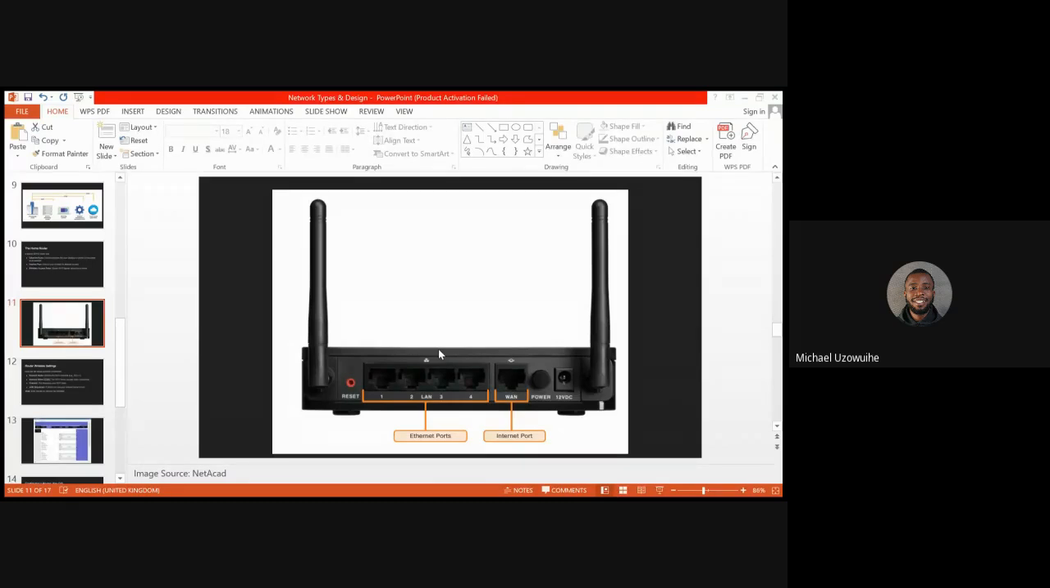Okay, I think we'll be doing network media next. I will show you those kinds of cables that will be plugged in here to connect to your devices. Okay, so let's move forward.